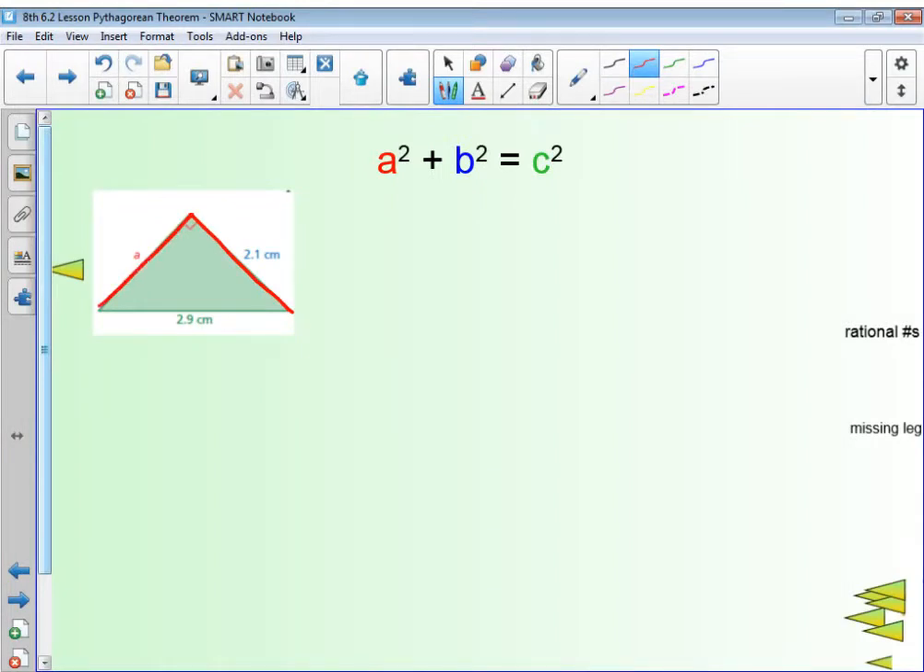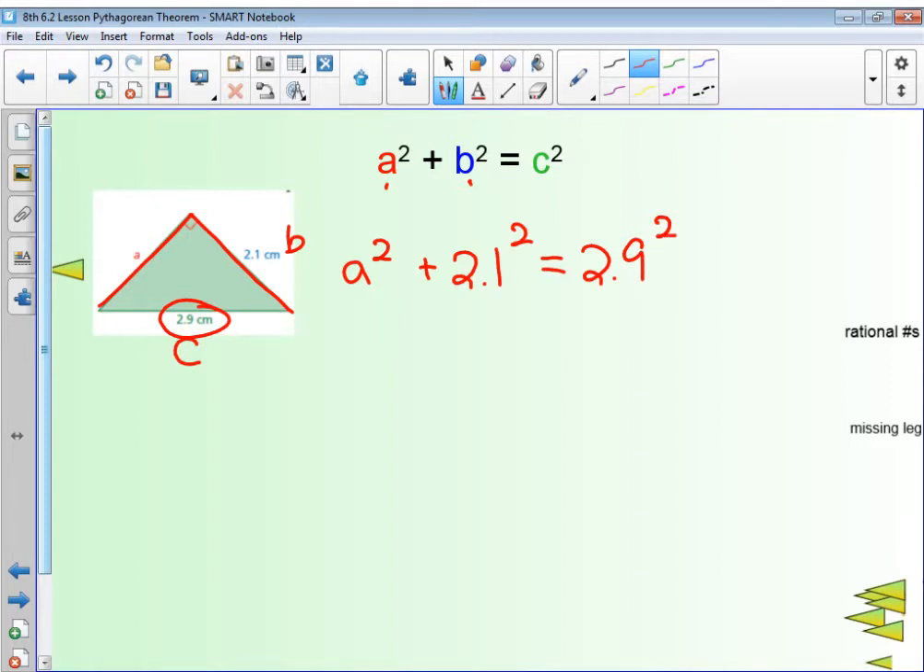Okay, there's my right angle. Those are the letters that are substituting in here. This is my C. I don't know A, so we'll leave that, plus my B side, this is my B, because that's the other part of the right angle, is 2.1 squared equals, I know the C this time is 2.9.